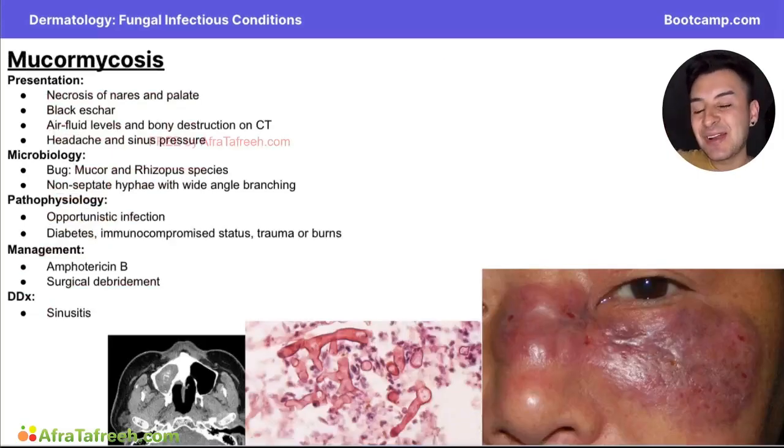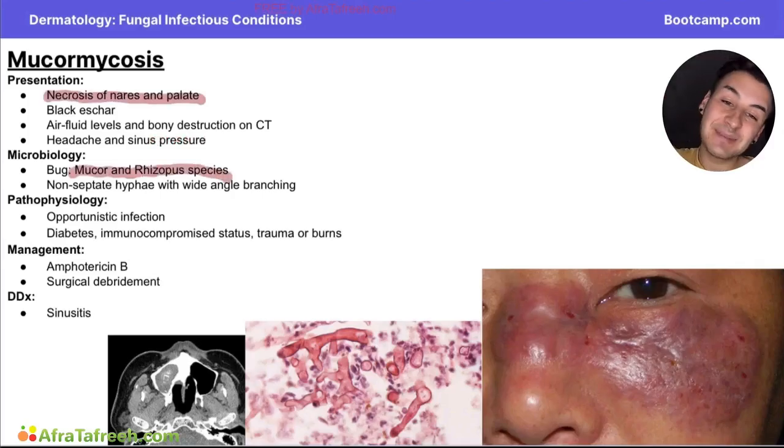Lastly, let's talk about mucormycosis. And before we get started, I want to highlight some really hot buzzwords for you guys. So this is going to involve necrosis of the nares and palate. It's going to be due to mucor and rhizopus species of fungus, and it is also going to be associated with people with diabetes, especially DKA. These are the hot parts of this disease process. Now let's fill in the details.